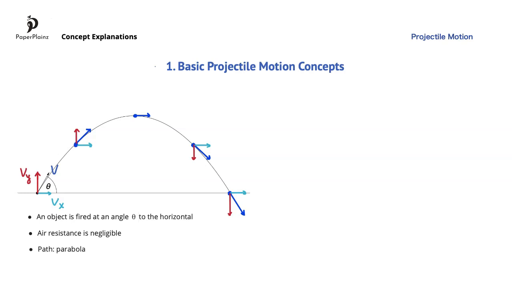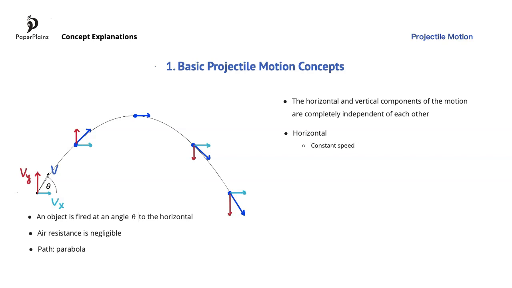We have arrived at probably the most important concept in projectile motion. It is that the horizontal and the vertical components of the motion are completely independent of each other. Since the horizontal component remains the same, horizontally the object moves at constant speed. Therefore, when you are working with this component of the motion, you should use the equation v is equal to s over t, where v is velocity, s is distance traveled, and t is time.